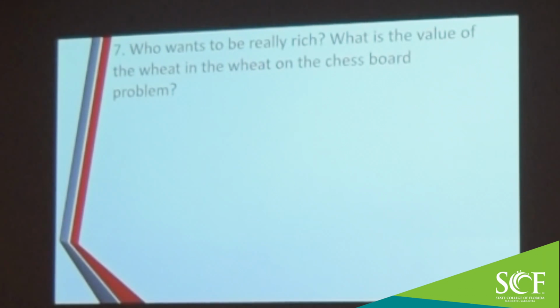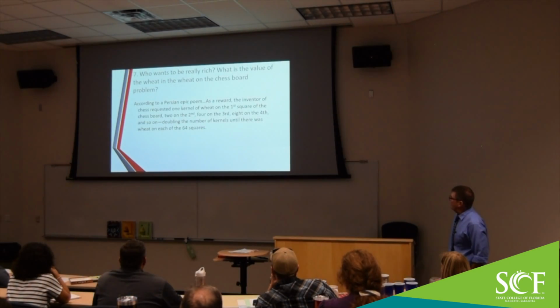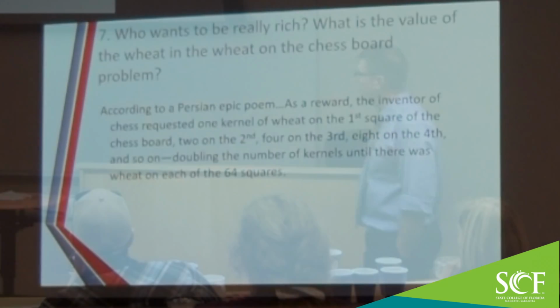Okay, here's the value of the wheat. Okay, the value of the wheat and the wheat on the chessboard problem. I couldn't find any wheat in the grocery store, so I used red beans. Okay, so here's the epic poem. As a reward, the inventor of chess requested 1 kernel of wheat on the first square of the chessboard, 2 on the second, 4 on the third, 8 on the fourth, and so on, doubling the number of kernels until there was wheat on each of 64 squares.